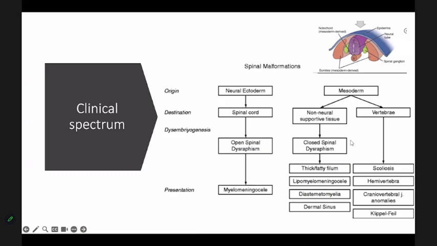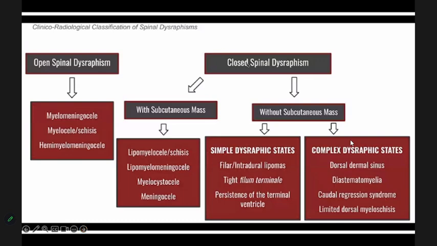I already showed you how the neural ectoderm forms the spinal cord, and then when there's a problem, you can have either open spinal dysraphism, which I showed you as meningocele, meningomyelocele, or myelocele, right? So these are the two different forms of presentation depending on which part of the primitive structures are involved. This is just an expansion of what I just mentioned. This is what we see on the surface. So you have open spinal dysraphism, then the other parts are closed spinal dysraphism.